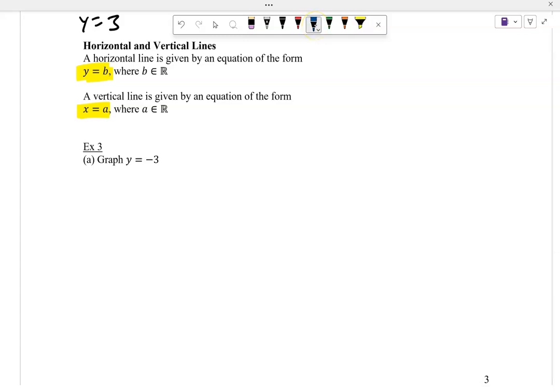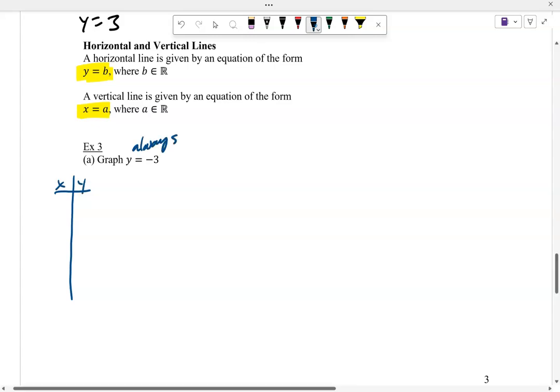If you're not sure what this looks like, I would just point plot this. Y equals -3. Notice there is no x value. Y is always -3. That means it doesn't matter what I pick for my x. I can pick my x's to be anything. Let's just do x's -2, -1, 0, 1, and 2, like when we were point plotting. Okay? Y is always -3.